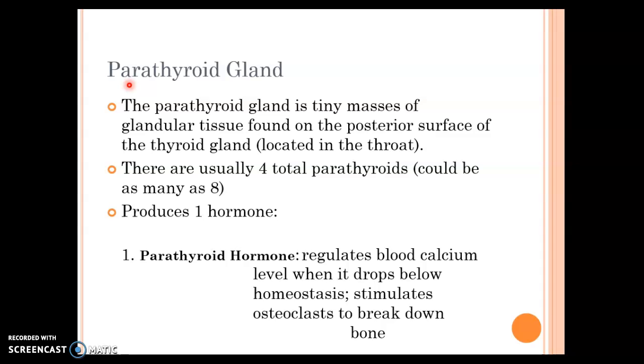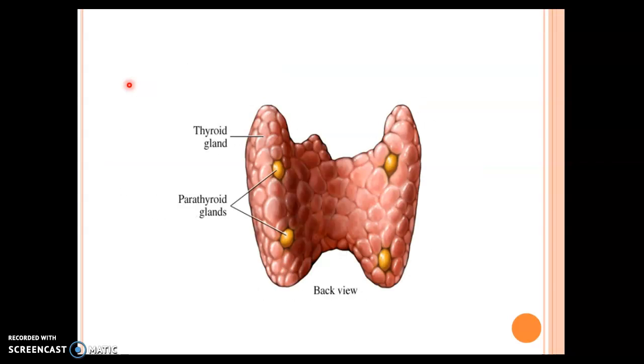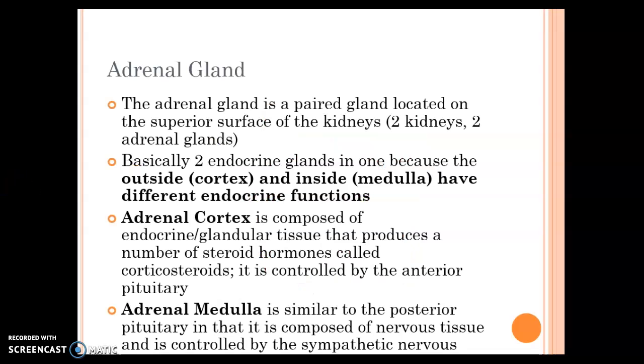And this parathyroid hormone is kind of the antagonist of calcitonin. Calcitonin will decrease our blood calcium level. Parathyroid hormone is secreted when we have too low calcium, and it's going to stimulate the osteoclasts, or the bone crusher cells, to break down bone to release calcium from the bony matrix into our bloodstream. So here's a close-up of the thyroid, and then in this picture we have 4 little nodules of parathyroid tissue.